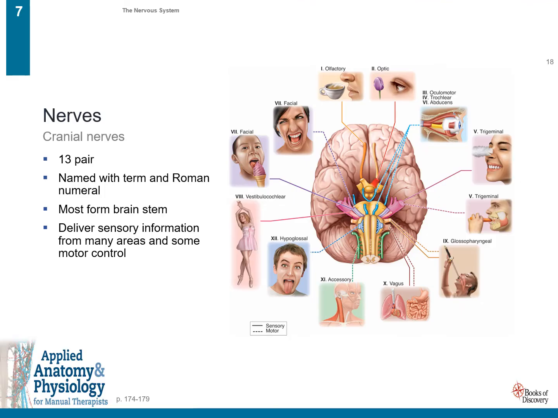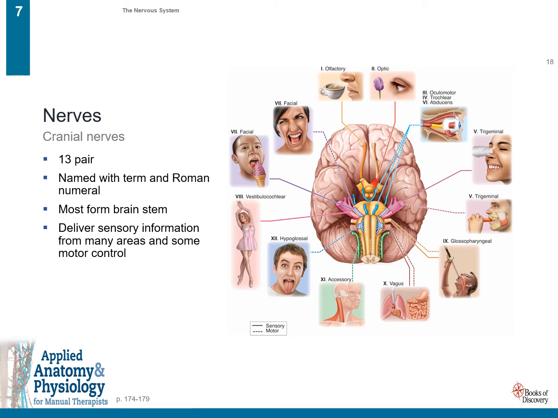And here we see illustrated the cranial nerves. The first cranial nerve is the olfactory nerve. It is a sensory nerve only, and it carries sensory impulses from the nose to the olfactory centers in the brain. The second cranial nerve is the optic nerve. It is sensory only, and it carries sensory impulses from the eyes to the vision centers in the brain.